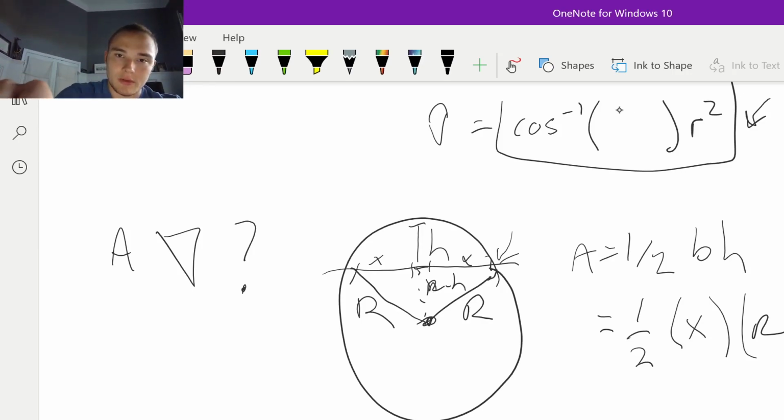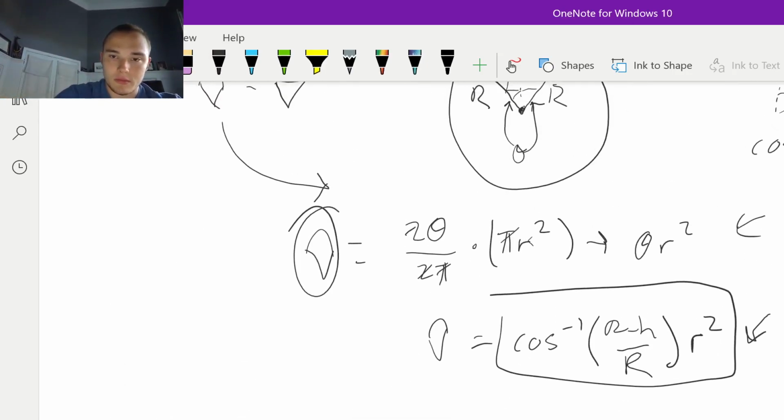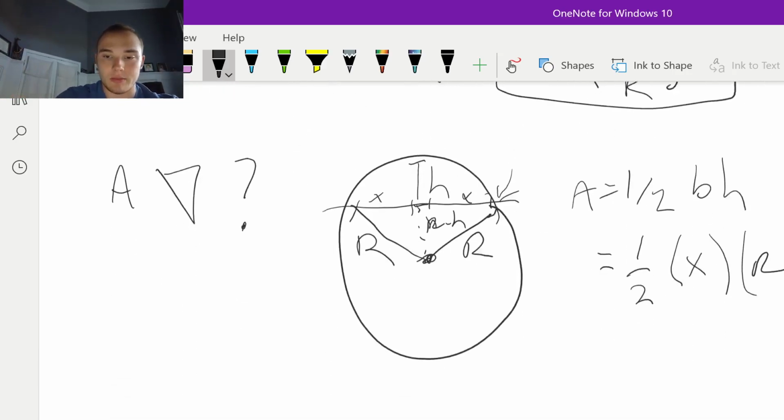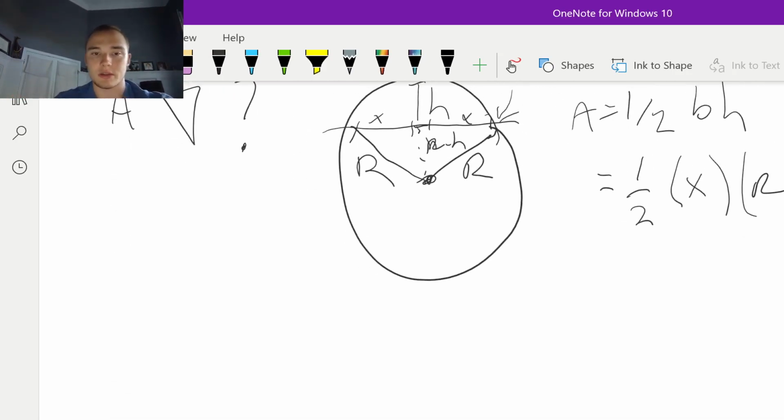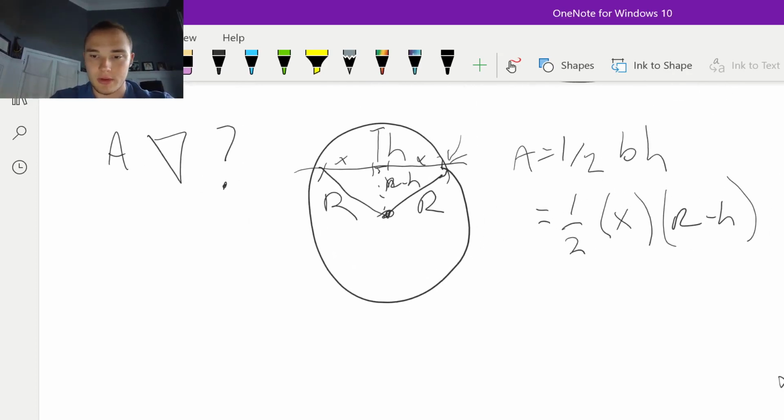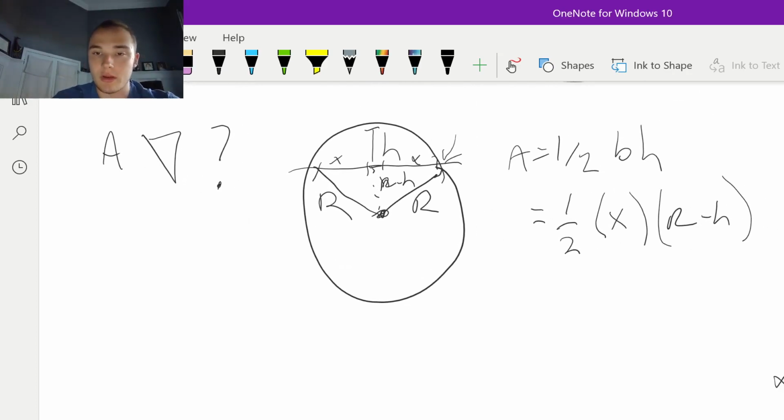I got confused a little bit, so this will be r minus h over r. And we're good. So this will also be r minus h over r. So it's actually r minus h, not h minus r. I messed up there because our radius is bigger than our height. So our radius would be first. But anyways, we have solved for our x.